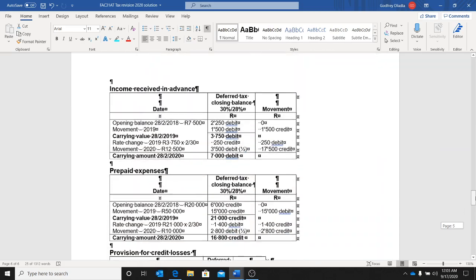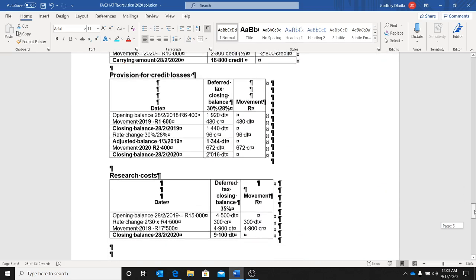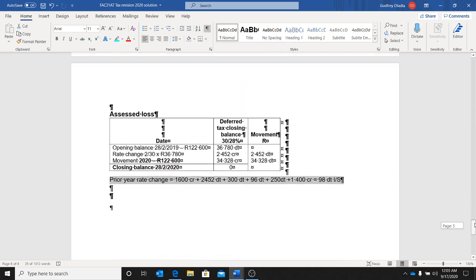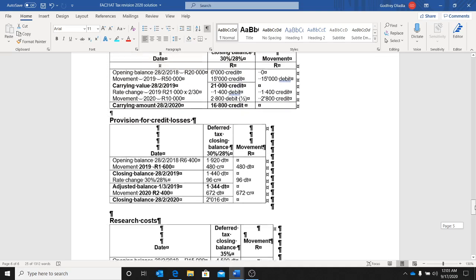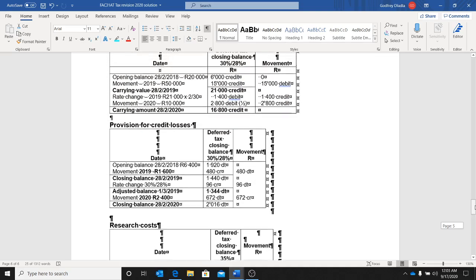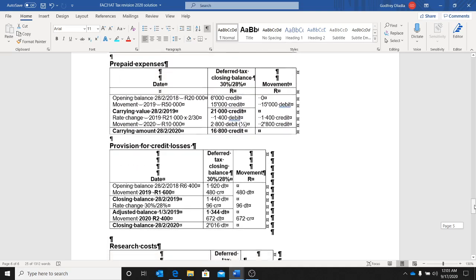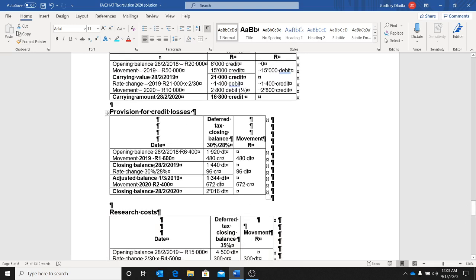All right. Now let me give you an example of how you can deal with these calculations. Let me take credit losses, meaning the provision, because most of you are familiar with it and you won't struggle. Now, I'm going to start with this figure here.